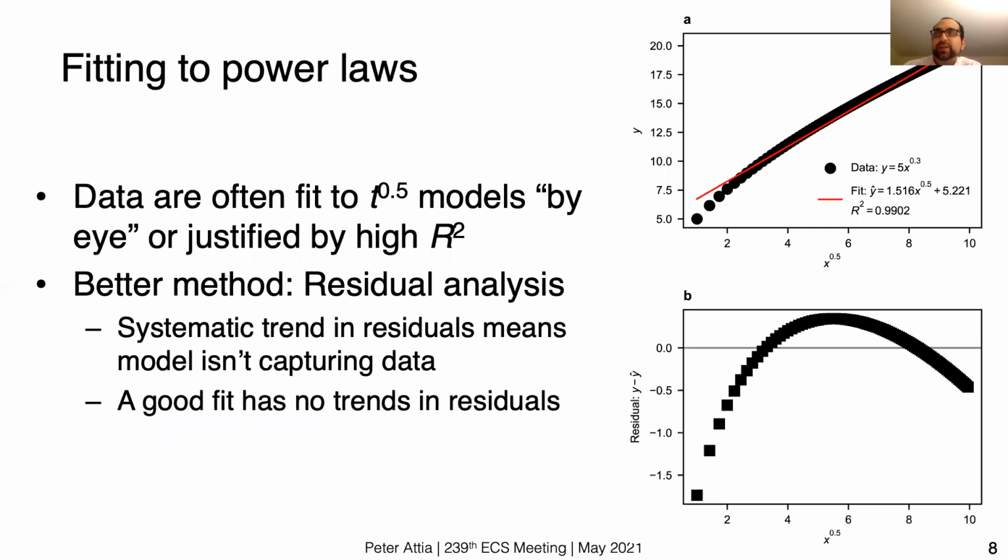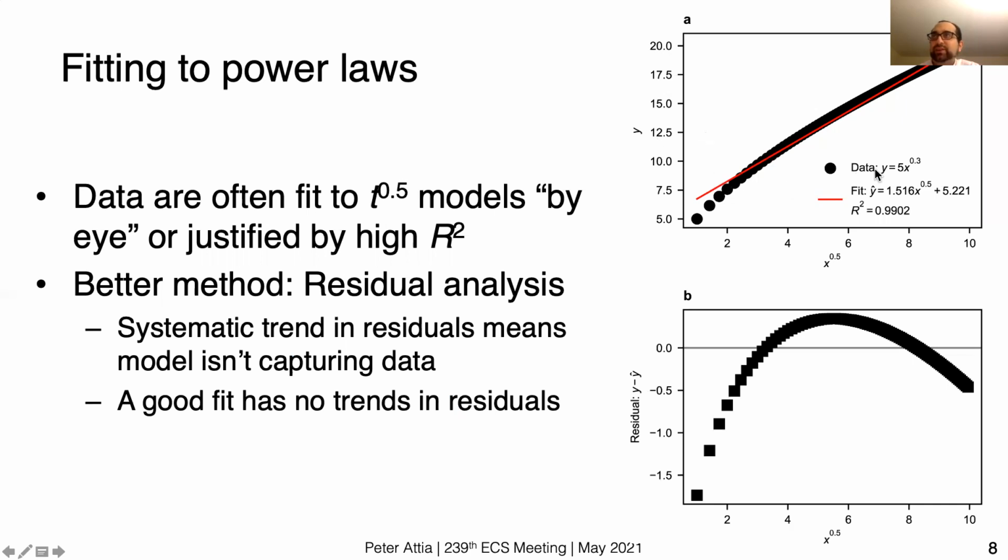So let's back up a second and think about what it means to get a good fit. A very common practice in many scientific communities, the battery community included, is to fit data to the t^0.5 model by eye or by using a high R-squared. For a lot of reasons, a high R-squared is not the best way to evaluate if a model fits the data. So here's an example.